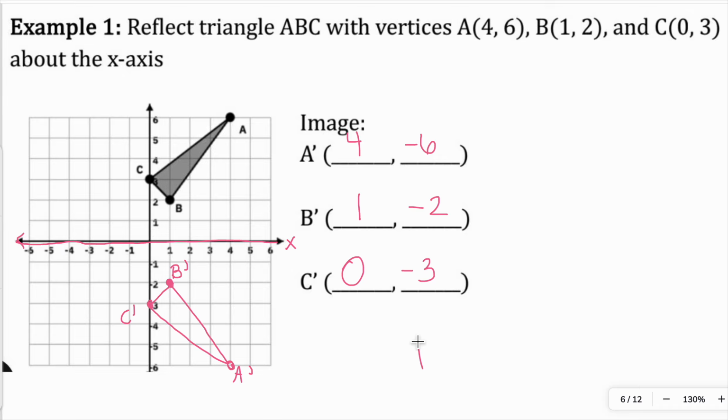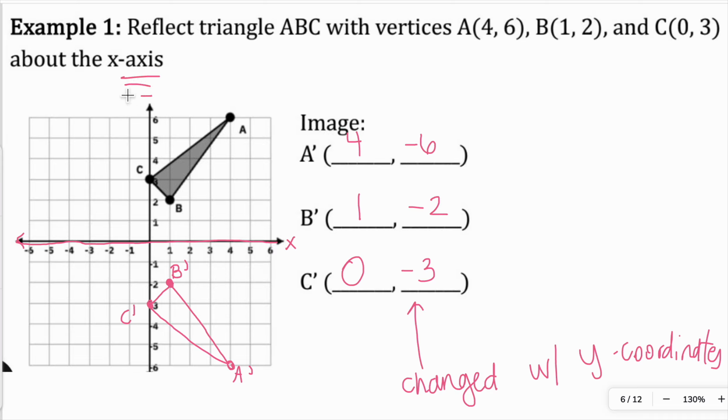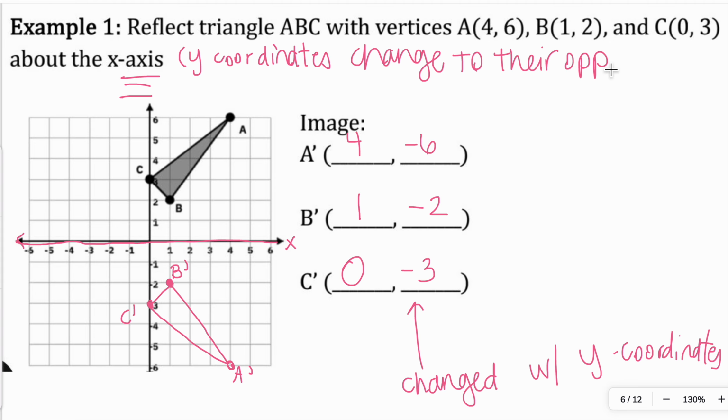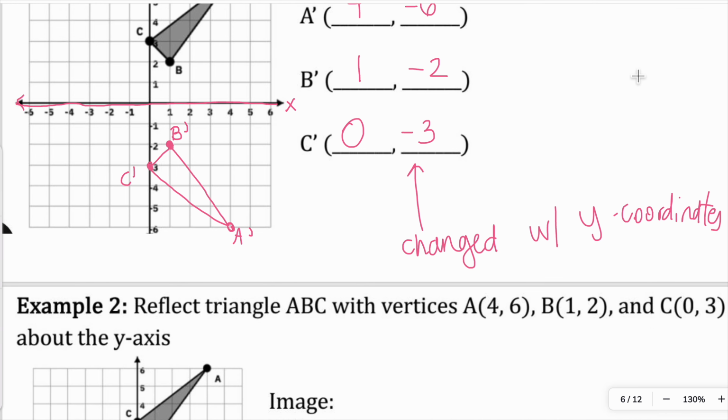One thing I want you to think about is something changed with my y coordinates. So when you do an x-axis reflection, the y coordinates change. And specifically, they change to their opposites. Okay? So something to think about as we're talking about rules.